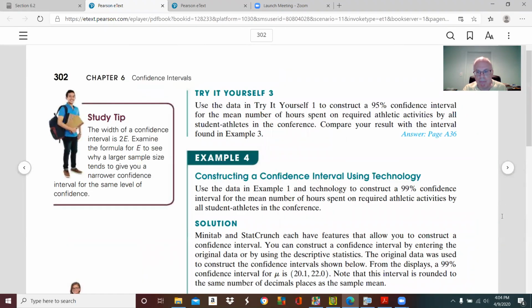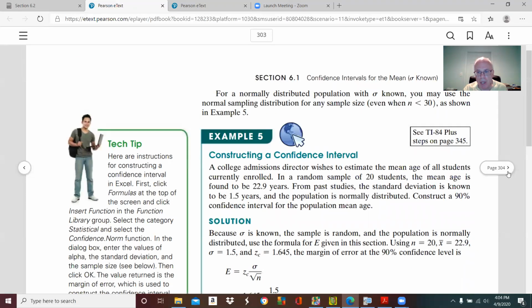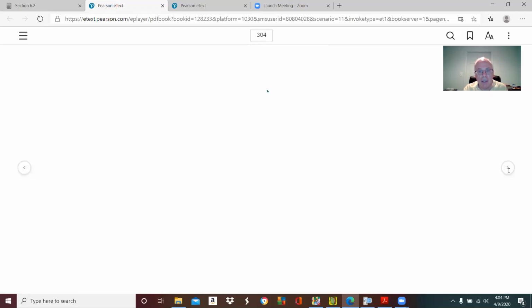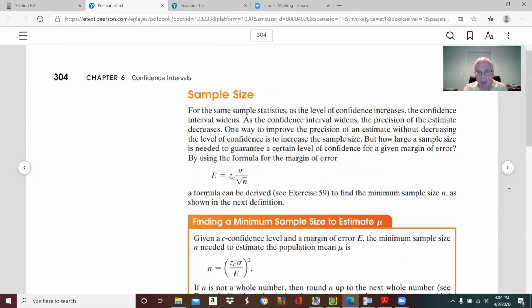Now, one thing we did not cover in 6.1, which I wanted to do today, is how to find what's called a minimum sample size. Now, why do we want to do that? Well, if somebody's doing research, let's say they want to do a survey, before they even survey people, they have to know how many people to survey. And so this has to be determined ahead of time. So how do we do it? How do we come up with that number?